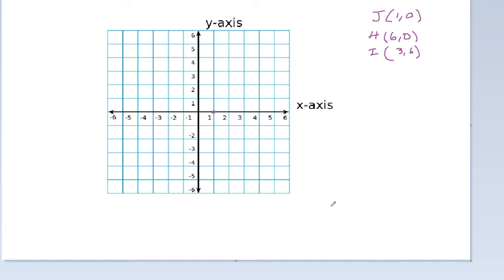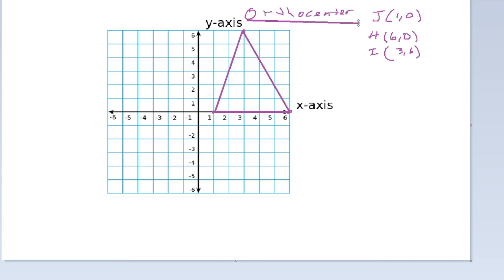Alright students, in this example we are going to find the orthocenter when we have these three vertices. So we have J is (1, 0), H is (6, 0), and I is (3, 6). So we have triangle HIJ, and so I need to find the orthocenter.